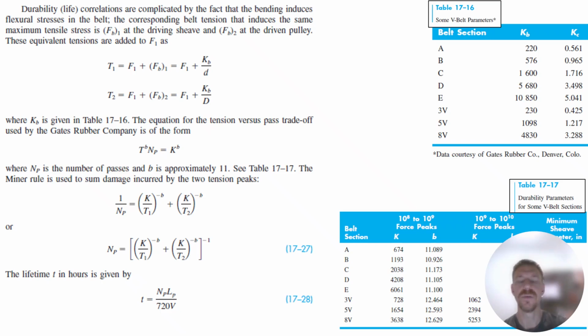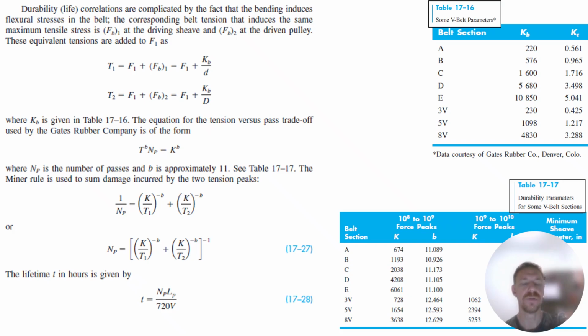And the way to calculate that is using the parameter K sub B in table 17-16. And so you see that the tension at the small sheave side is tight side tension F1 plus K sub B over d, little d, the small sheave size, and then the tension at the large sheave is F1, tight side tension, plus that same constant K sub B over the big D, the large sheave diameter.